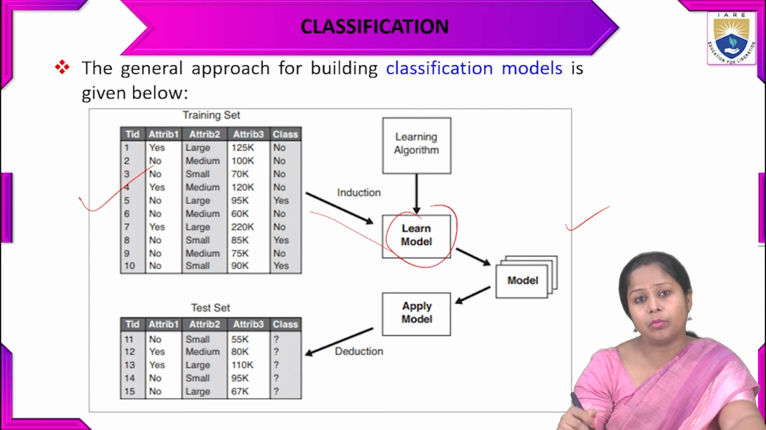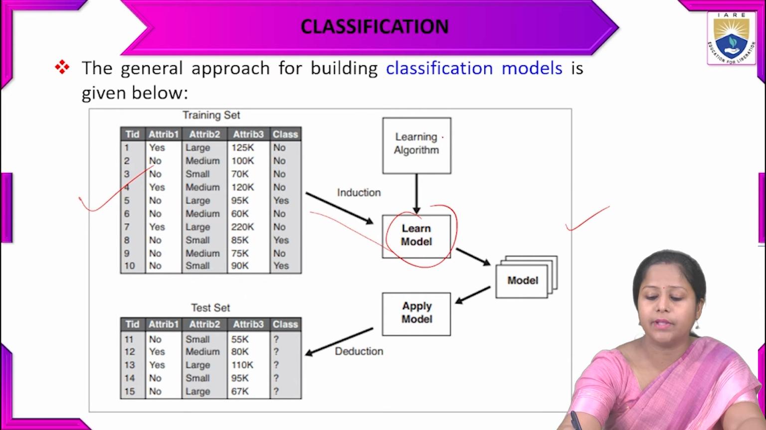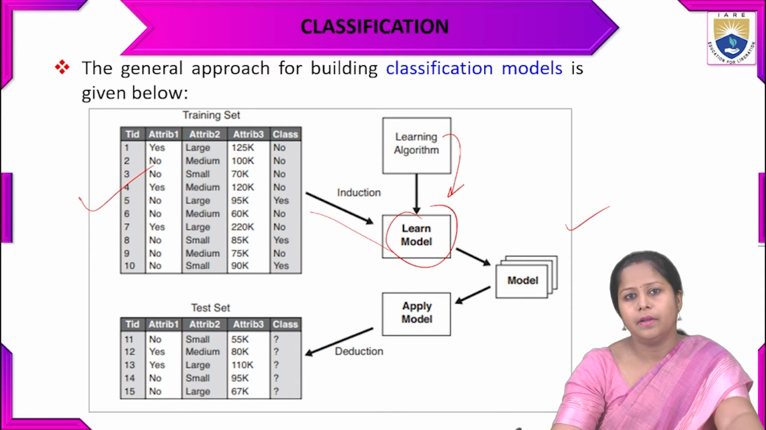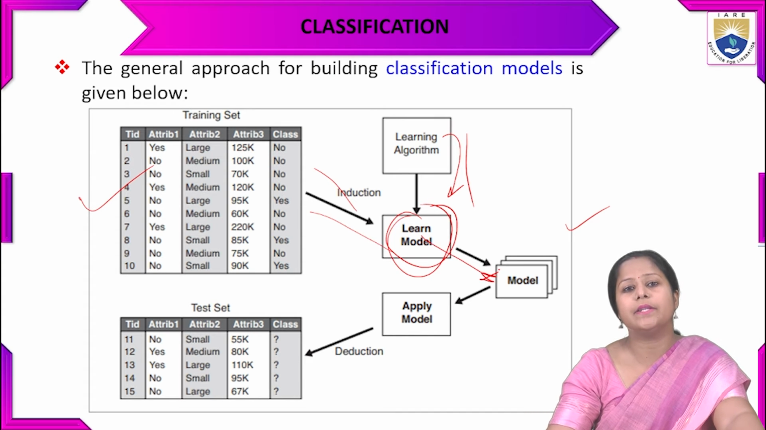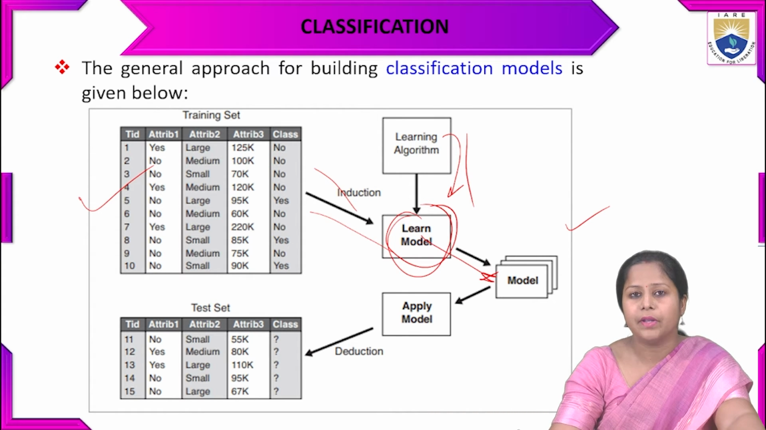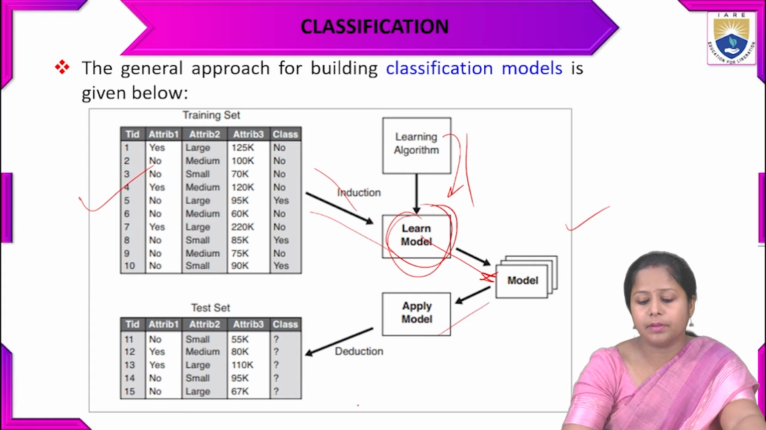On that model we are also going to apply some learning algorithm, right? When the training set and algorithm are applied on the model, it is going to learn something, and that will be the model. Then we will measure the model accuracy, how accurate the model is. There will be some confusion matrix. On the basis of that we are going to measure the accuracy.